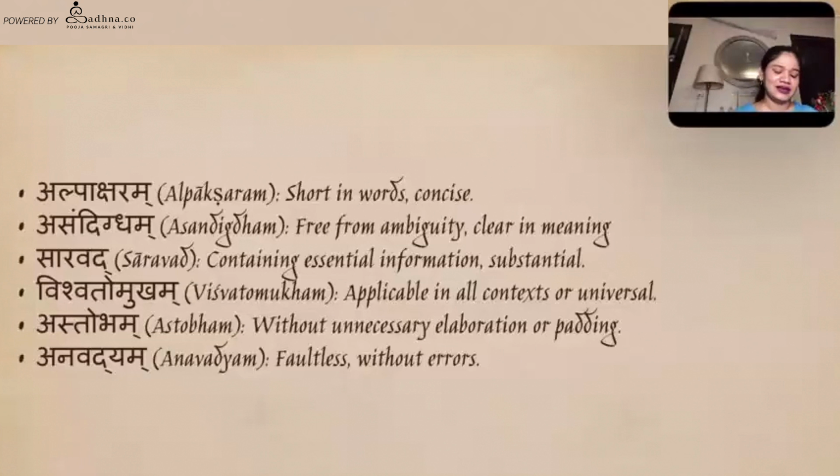It is next to impossible that you will decode a sutra without knowing Sanskrit. Then asandigdham. Asandigdham means you should not have doubt. If they are saying that yoga chitta vritti nirodha, there is no doubt in this sutra.